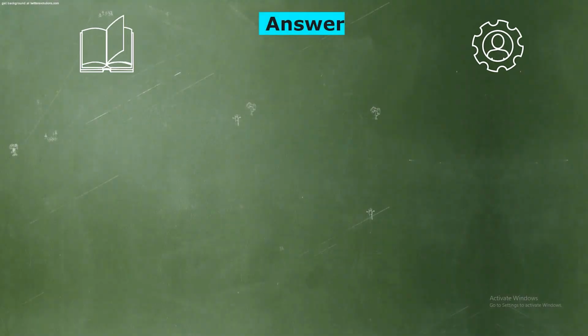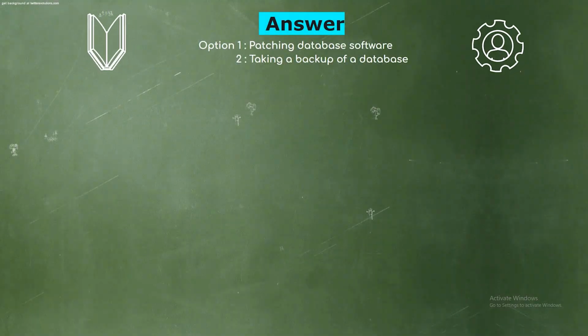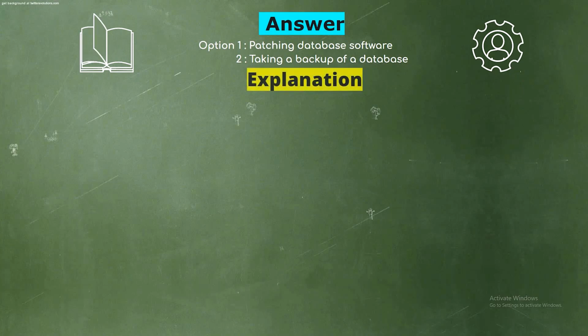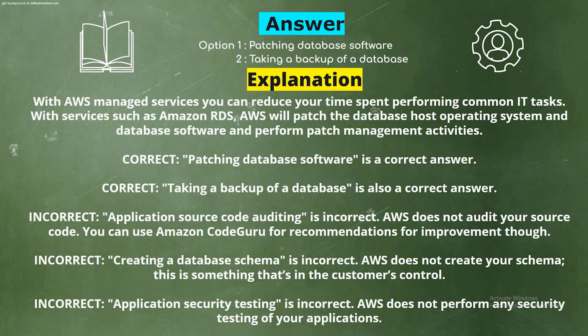And the correct answers are: Option 1. Patching database software. And Option 2. Taking a backup of a database. Explanation. With AWS Managed Services, you can reduce your time spent performing common IT tasks. With services such as Amazon RDS, AWS will patch the database host operating system and database software and perform patch management activities. Correct. Patching database software is a correct answer. Correct. Taking a backup of a database is also a correct answer.